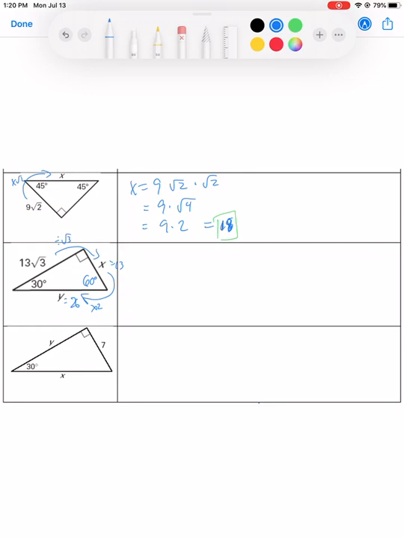So numerically speaking, we start with 13 square root 3 divided by the square root of 3 equals x. Then we do 13 equals x, and then multiply that by 2 to get y. Okay, so y is equal to 26.